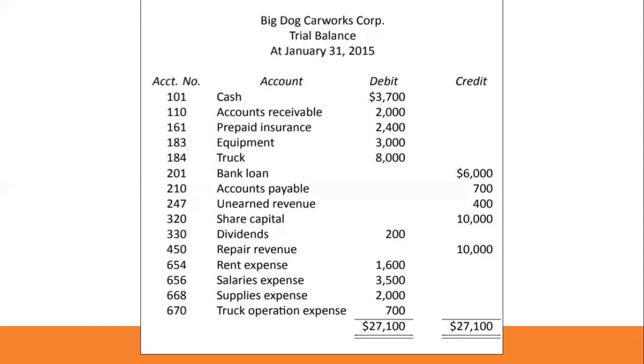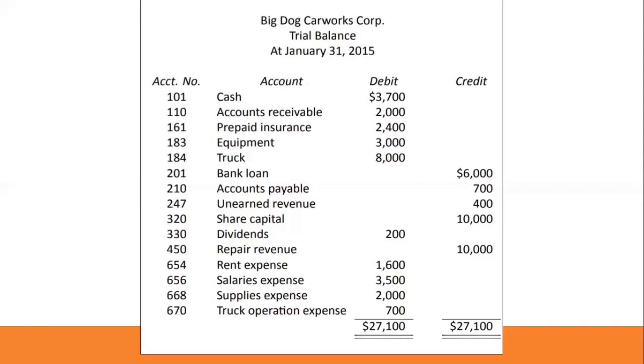Now, double entry accounting. As you can see, the sum of our debit would be $27,100. And the sum of our credit side is also the same as debit, that is $27,100. Now, take note that double entry accounting requires that debits equal credits, okay?